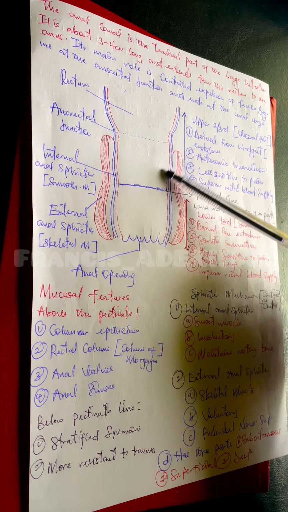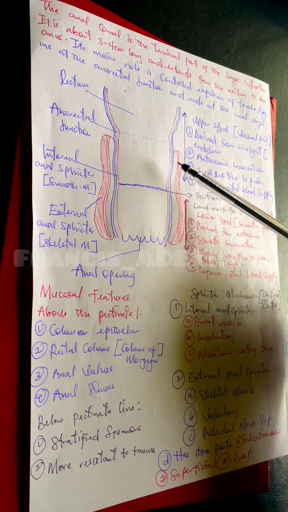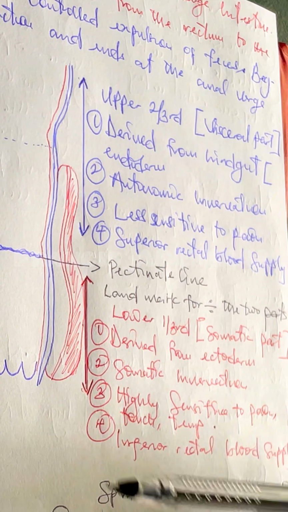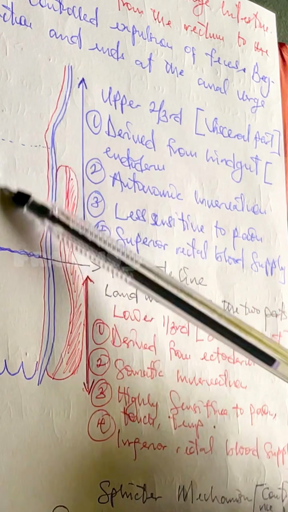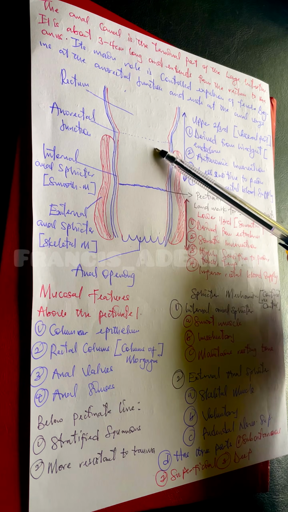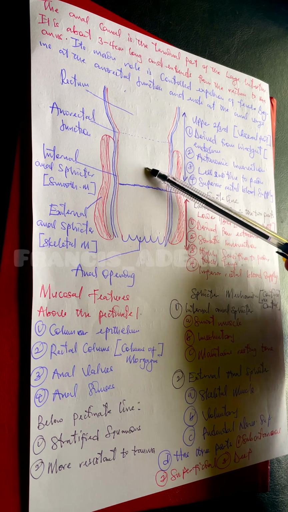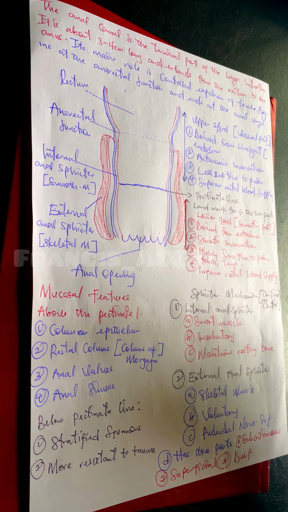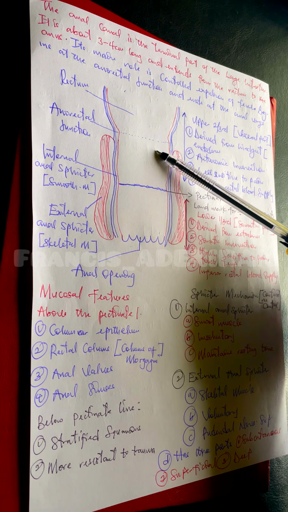The upper 2/3, which is the part superior to the pectinate line, is also known as the visceral part. It is derived from the hindgut, which is the endoderm. It has autonomic innervation, it is less sensitive to pain, and it is supplied by the superior rectal artery. Once again, the upper part is the visceral part, derived from the hindgut, with autonomic innervation, less sensitive to pain, and supplied by the superior rectal artery. This line is the pectinate line, and it separates it from the inferior part.